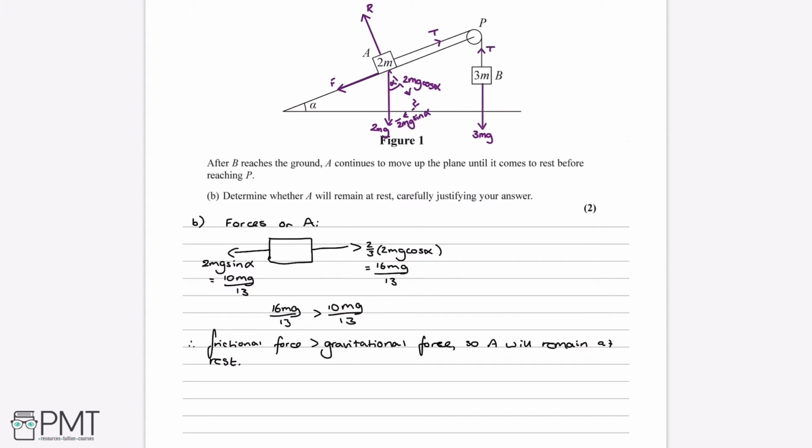So this will get us both marks for the question. Our first mark is a method mark, and it comes from here, just stating that 16mg over 13 is greater than 10mg over 13. So essentially saying that the frictional force is greater than the gravitational force. And then we get an answer mark for concluding that A won't move, A will remain at rest, which we've written in this sentence here.